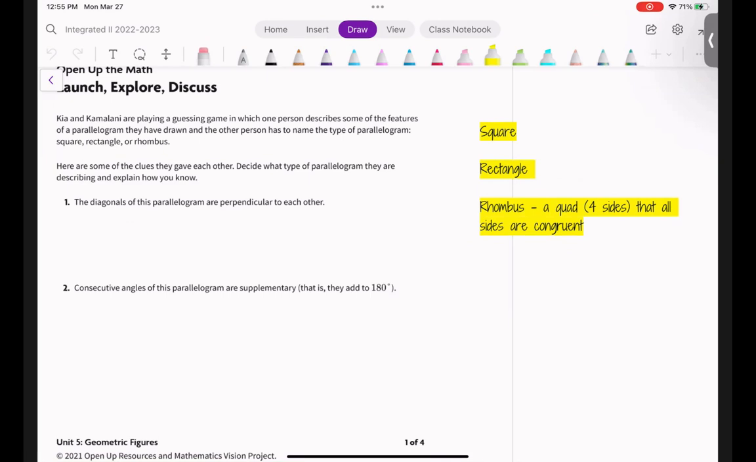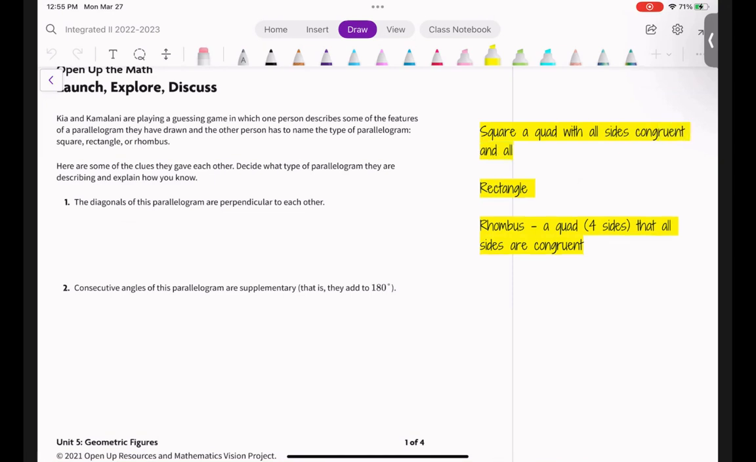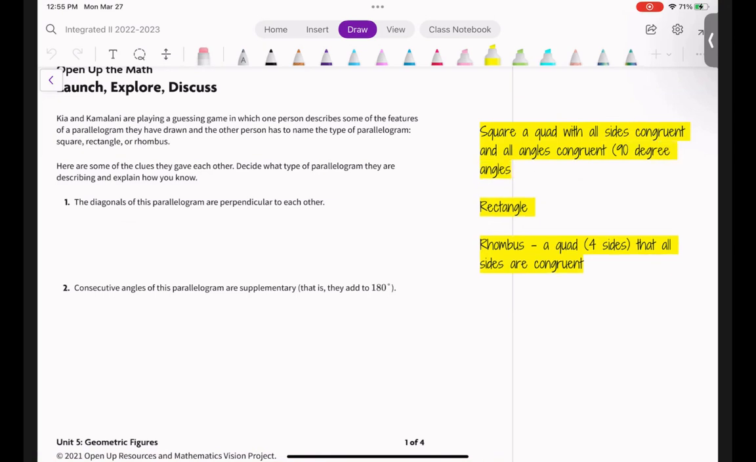So a square, very good, again, it's a quad with all sides congruent and all angles congruent, meaning it's 90-degree angles, right? Yeah, tri means three. Very good. You guys all comfortable so far?